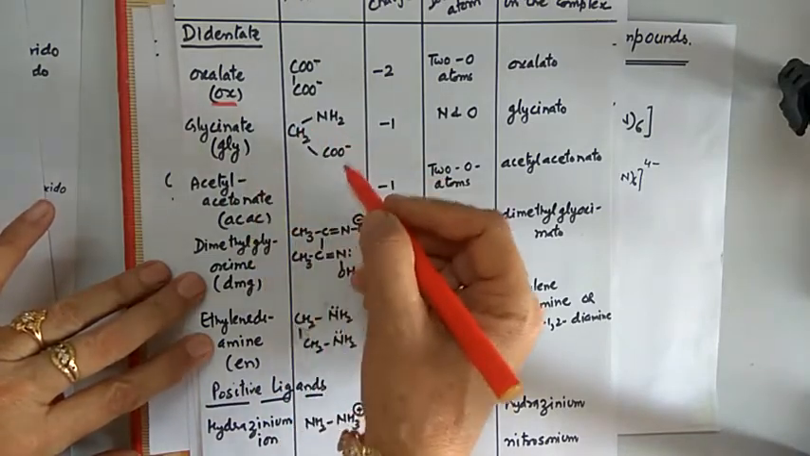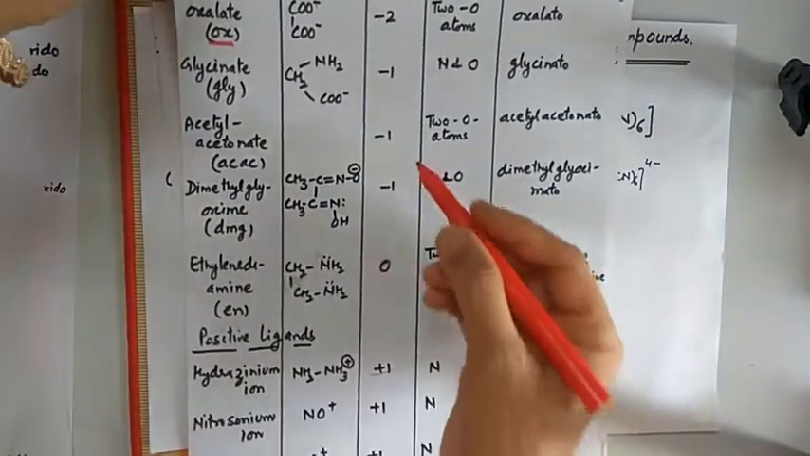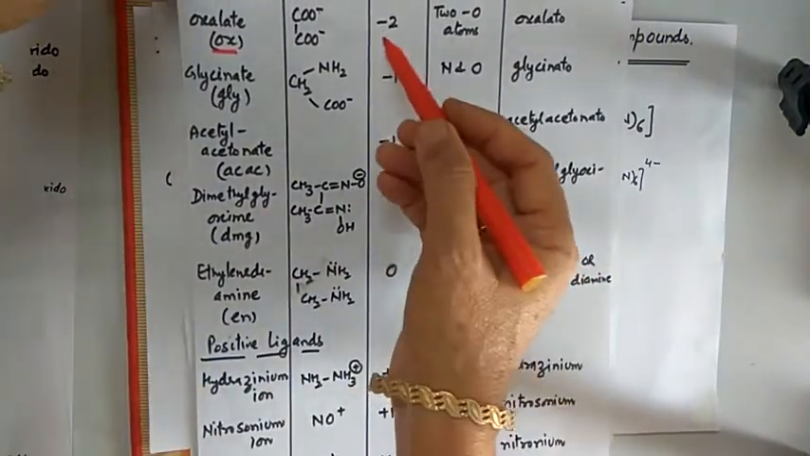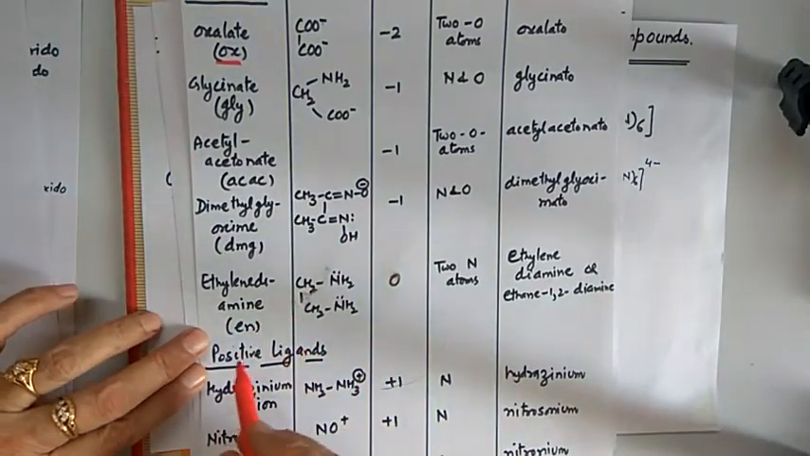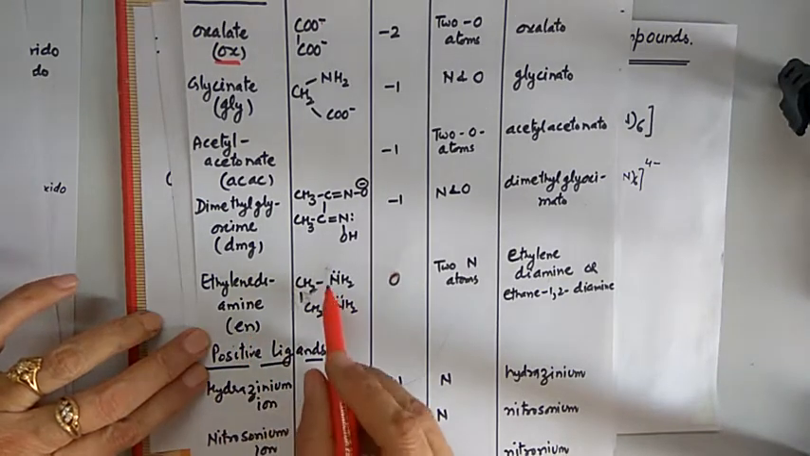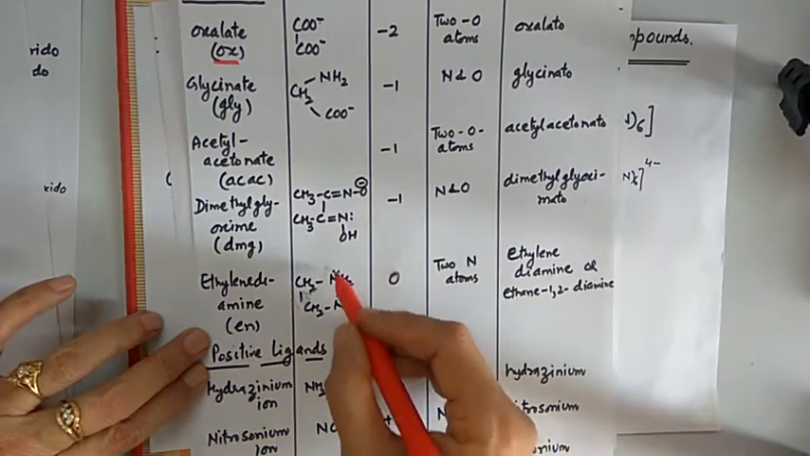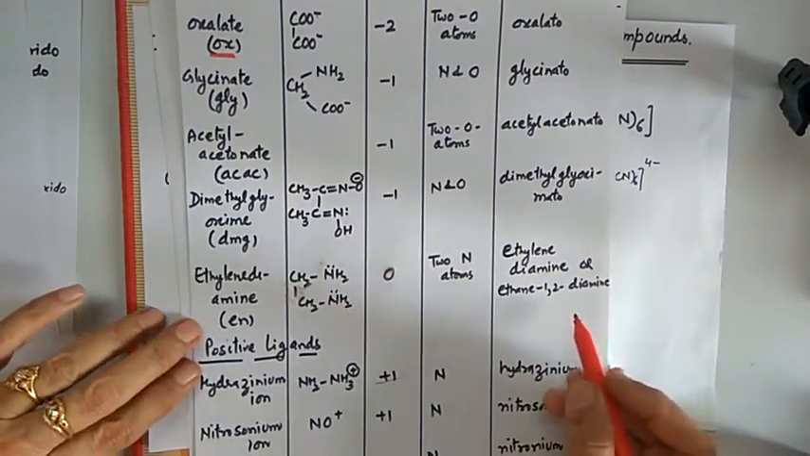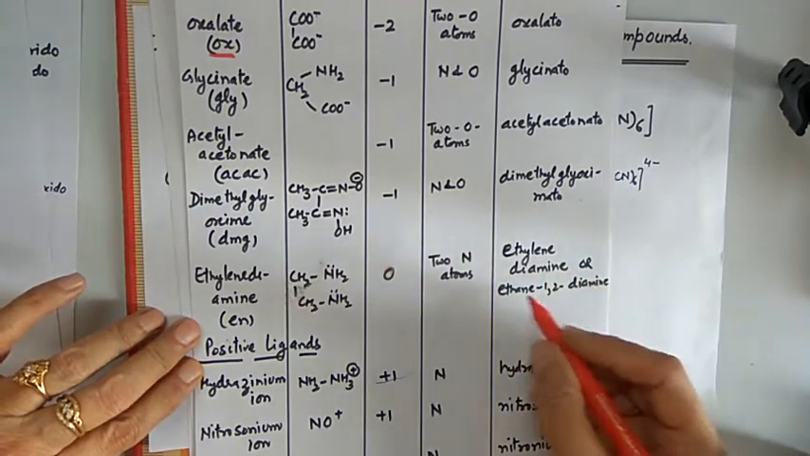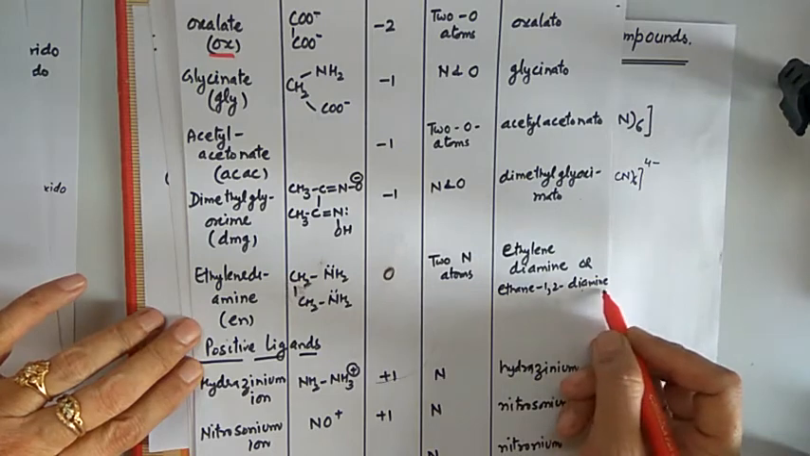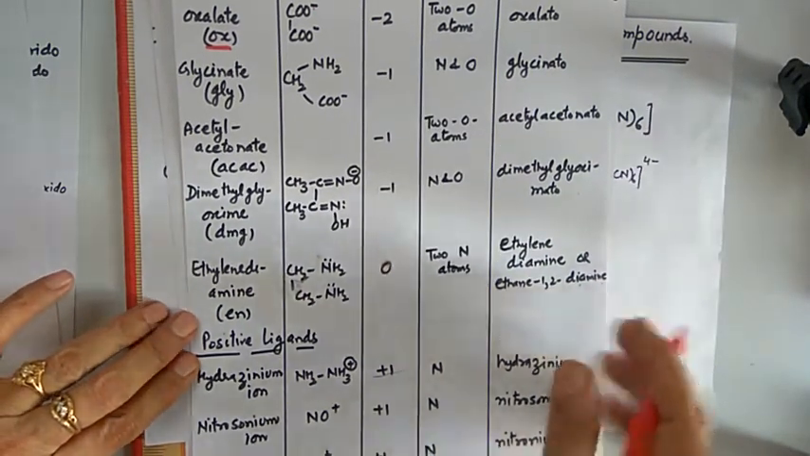Similarly, glycinate, written as glycinato. These carry charge -1, and oxalate carries -2. Then there is one important ligand, ethylene diamine, represented as EN, CH2NH2, CH2NH2, and it has two donor atoms, two nitrogen atoms. We name it ethylene diamine, or nowadays, in the new convention, ethane-1,2-diamine. A very important ligand, used so many times.